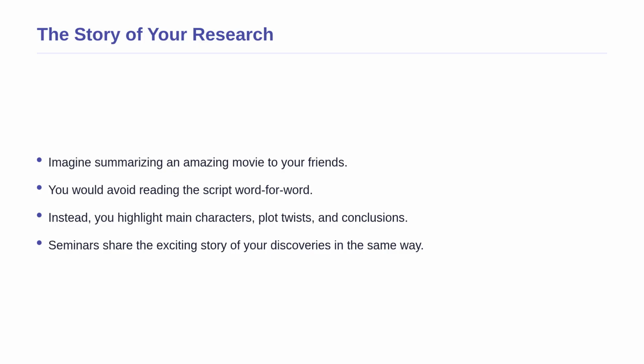It is your chance to step away from the dense, heavy text of a thesis and tell the exciting story of your hard work. By focusing on the highlights, you make complex zoological research accessible and interesting.